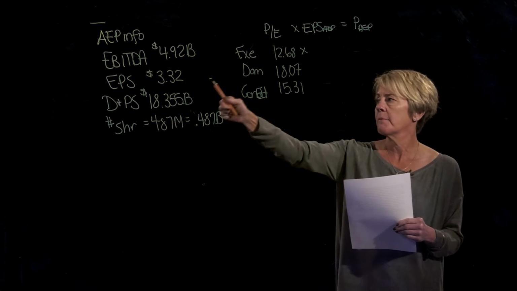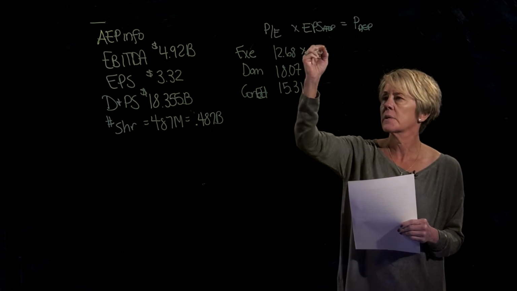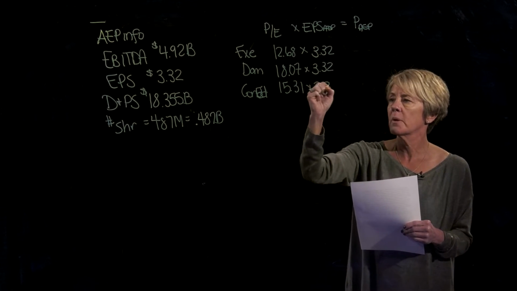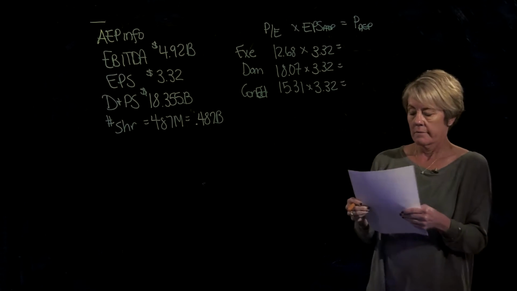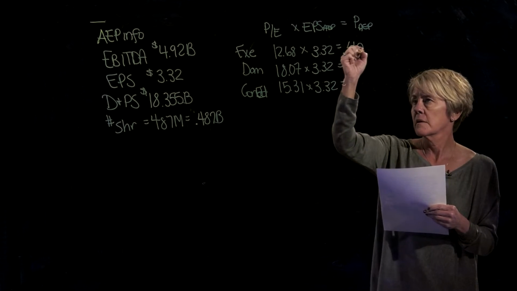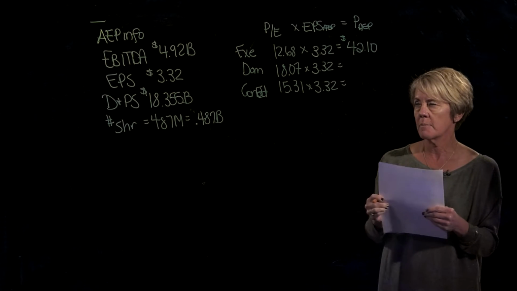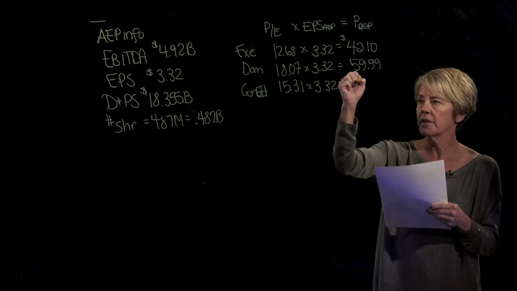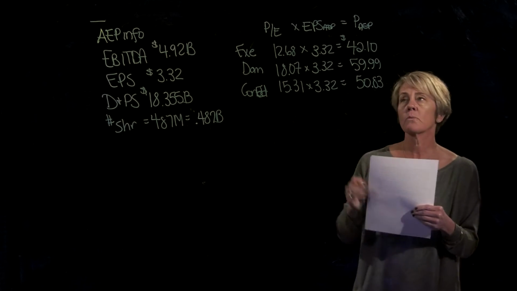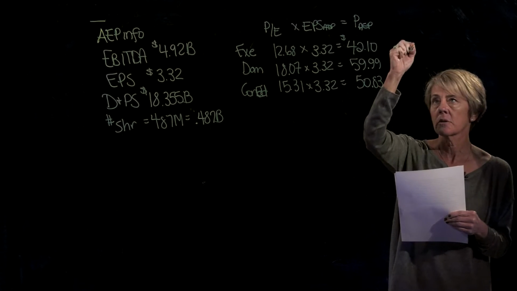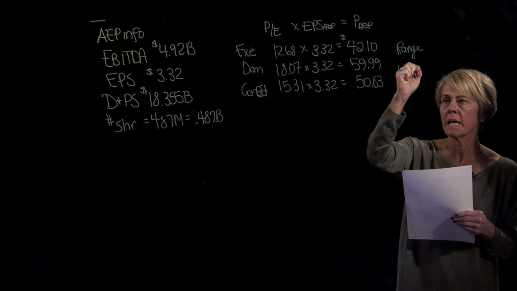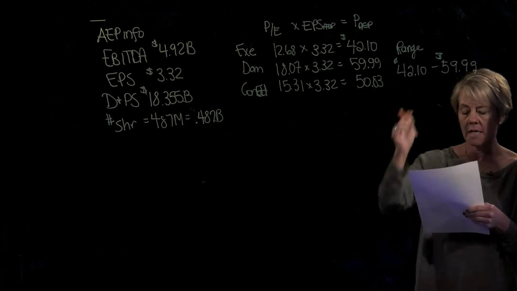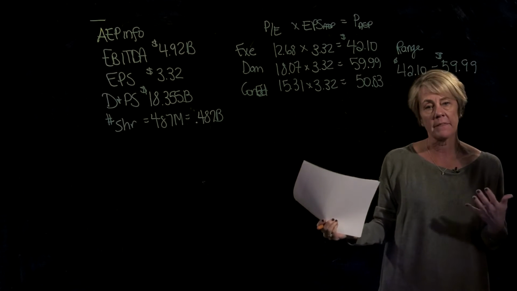So our estimate for AEP's earnings per share is $3.32. So I multiply each of these PE ratios by 3.32, and I get an estimate of the price for AEP stock: $42.10, $59.99, and $50.83. So the price range here is $42.10 up to $59.99 using the price earnings ratio. So that's one method of comparables.